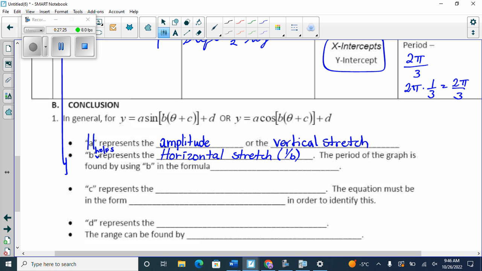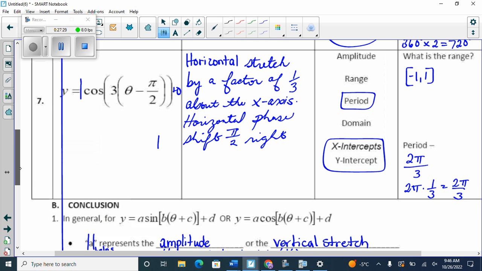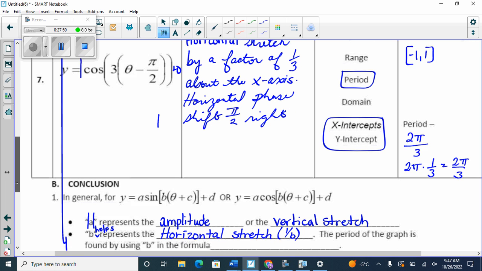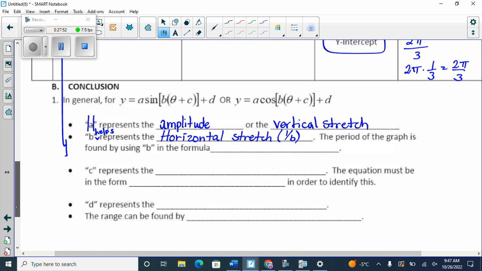So for 7, something I was meaning to ask you. With the relationship between cos and sine, would the graph y equals sine 3 theta be the exact same as that graph after the phase shift? Yeah, if you take the phase shift and shift, yeah. I agree with that.